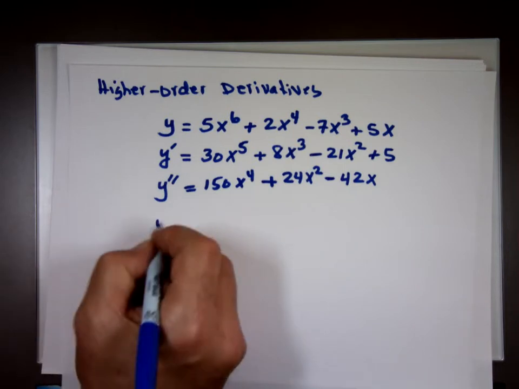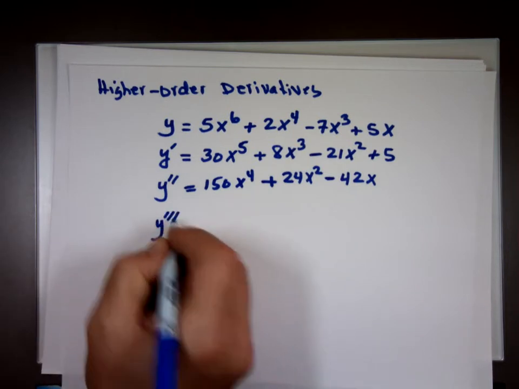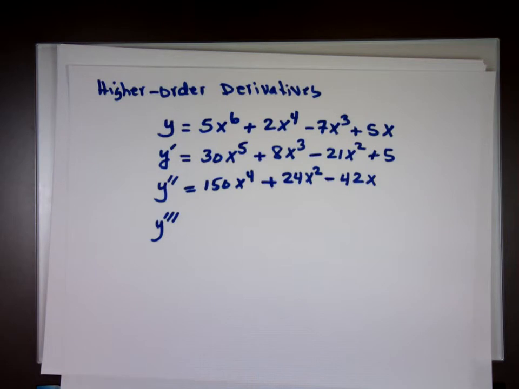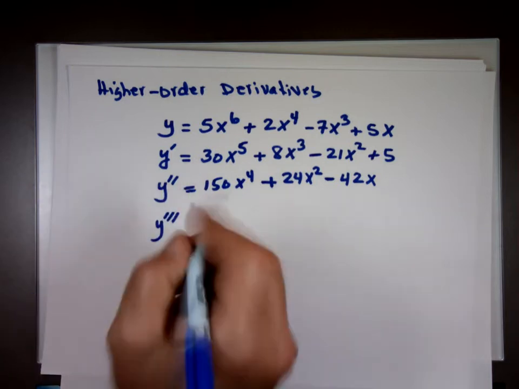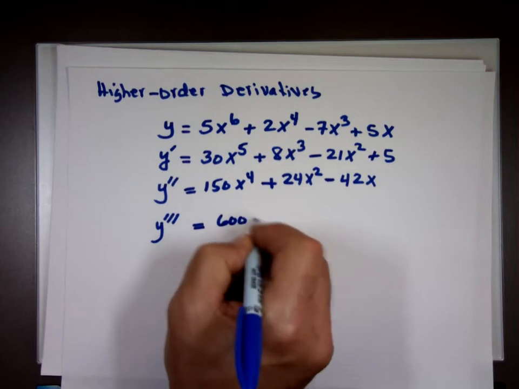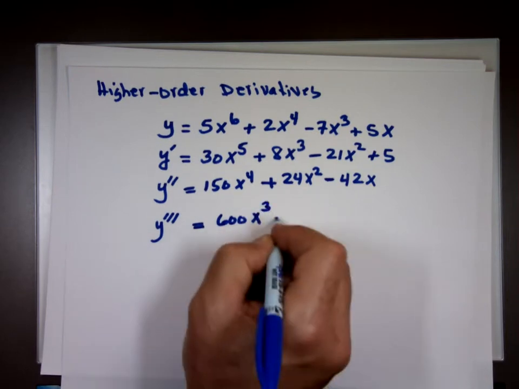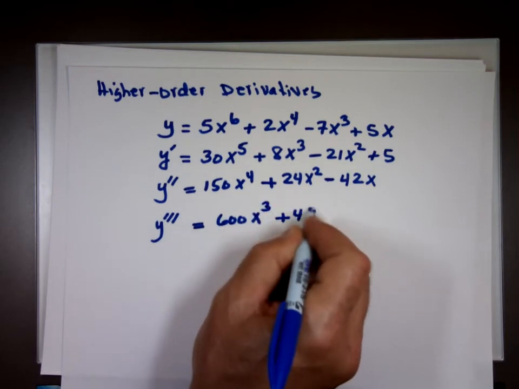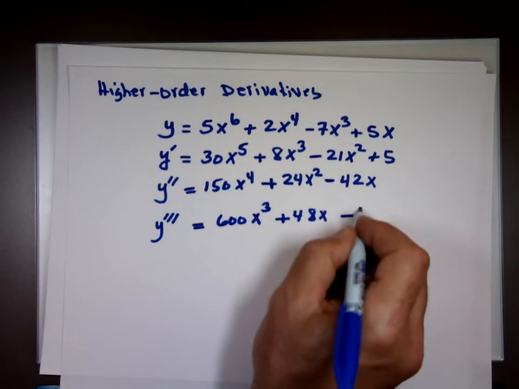If I want the third derivative, 3 slashes, that's the derivative of the second derivative. 600x to the 3rd plus 48x minus 42.